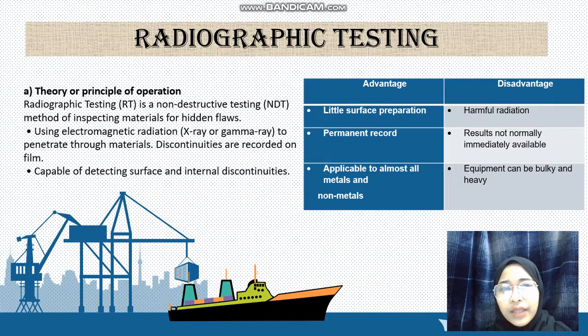The third method is radiographic testing. Radiographic testing, or RT, is a non-destructive testing method of inspecting materials for hidden flaws. It uses electromagnetic radiation such as X-ray or gamma ray to penetrate through materials. Discontinuities are recorded on films, capable of detecting surface and internal discontinuities.